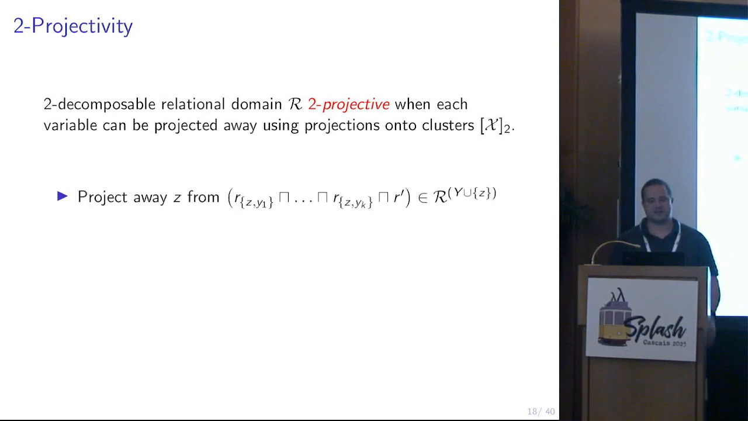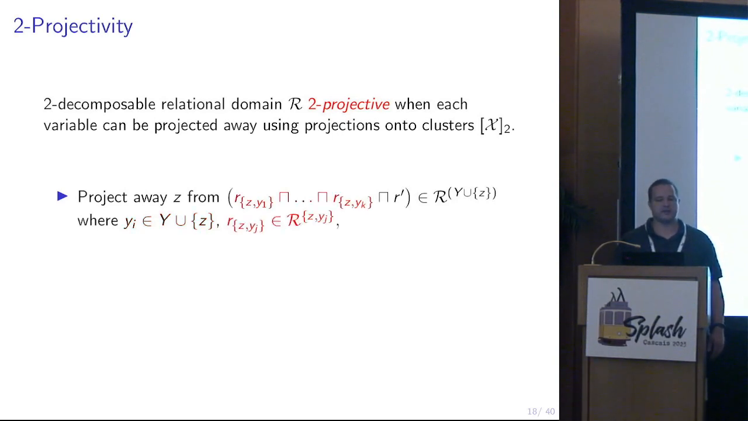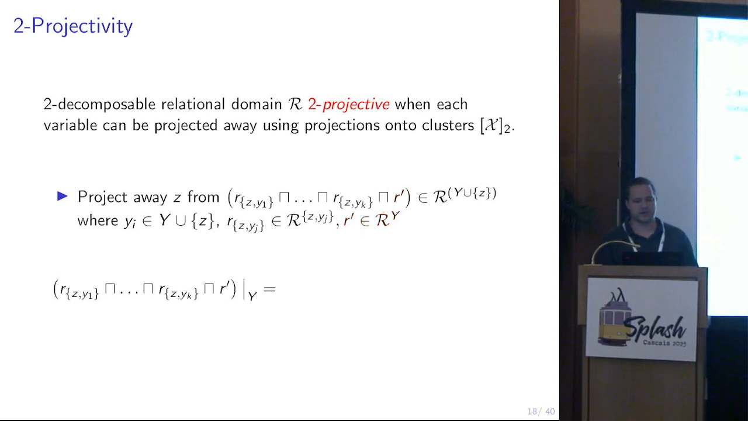So let's say here I have some relation that is given as the meet of these clusters, and it ranges over some set of variables y and some variable z that I want to project away. And here these y_i's are from y, or they are this variable z. Then these r sub some cluster speak about values in this cluster only, and this r prime simply speaks about variables in y only. And then I say this thing is 2-decomposable if I can do the following.